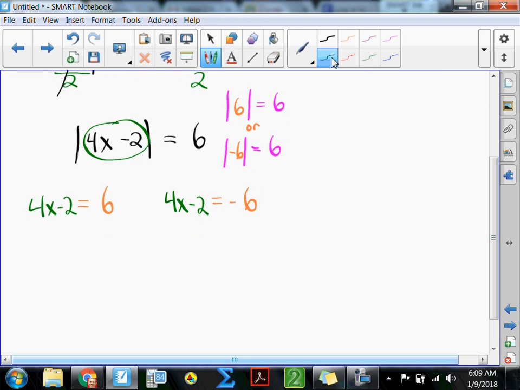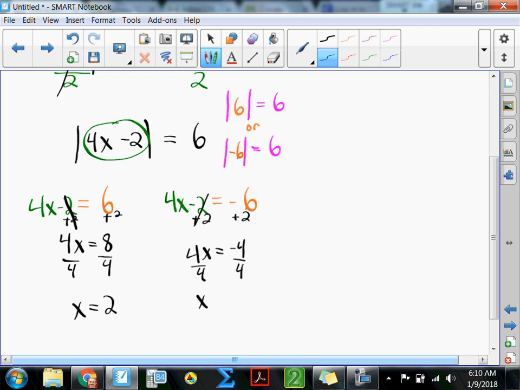So if I add 2, I get 4x equals 8. Plus 2 cancels out there. Plus 2 gives me the 8. Divide by 4, and x is equal to 2. My second equation, if I add 2, that cancels out on the right. Add 2 gives me 4x equals negative 4. Divide by 4, and x equals negative 1. So you'll see that sometimes on the worksheets you'll see bracket notation, which is a way to show your solution set. So x equals negative 1 and x equals 2.